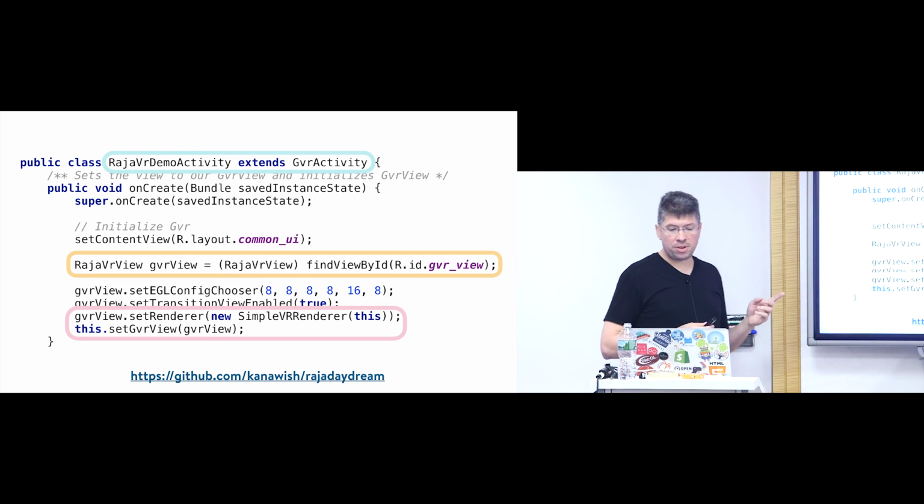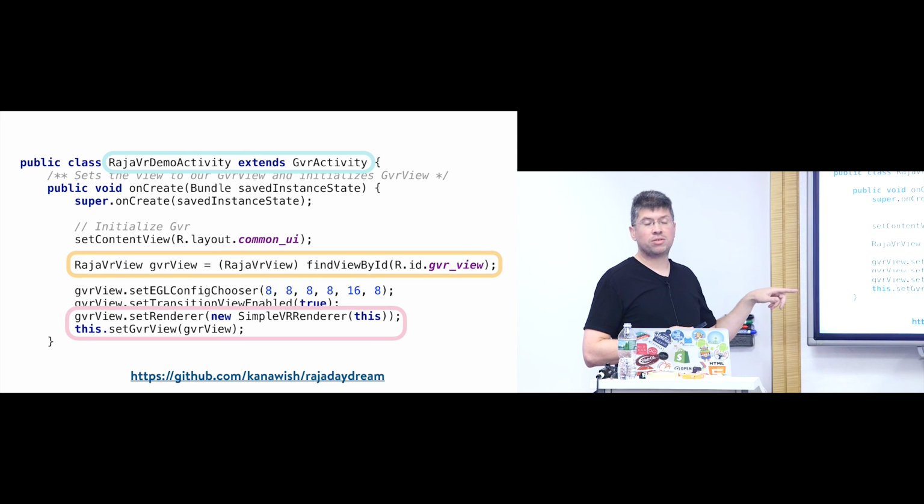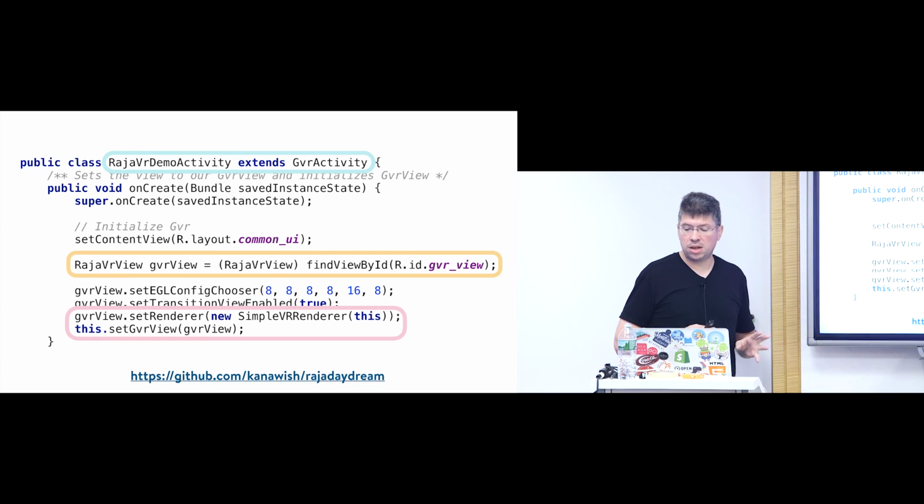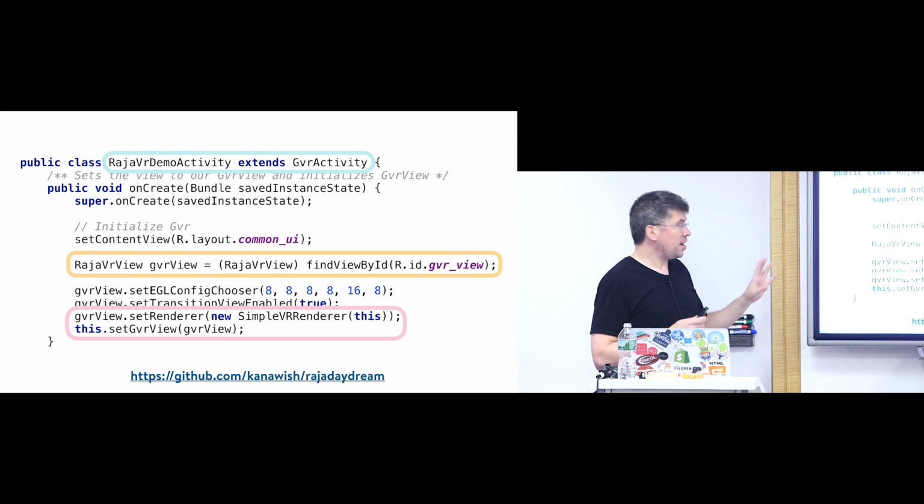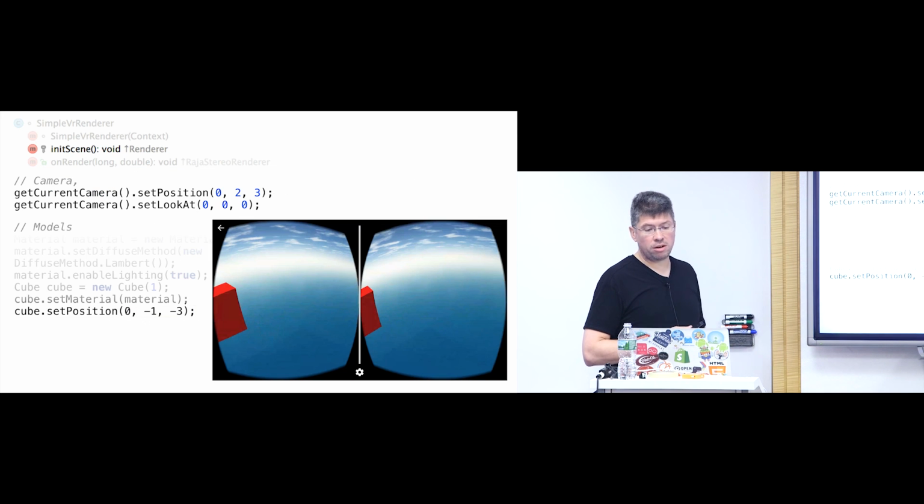So the last step here is you're going to pass your implementation of the renderer to the GVR view. Just simple assignments, basically. The GVR view itself goes into GVR activity, and your simple VR renderer here is the VR version of the code I just showed you for that red cube. So that's the last piece that's missing. I'm going to show you what's in there.